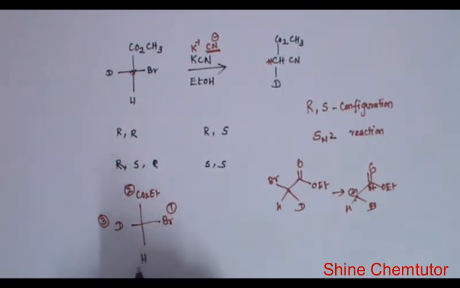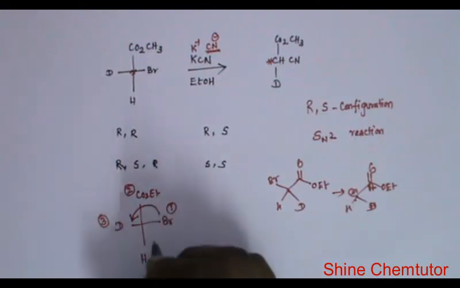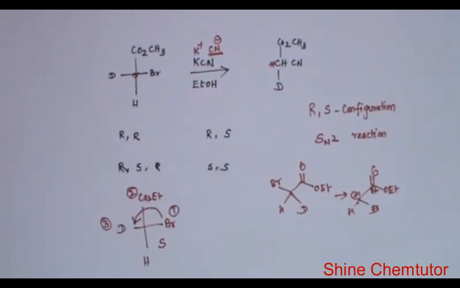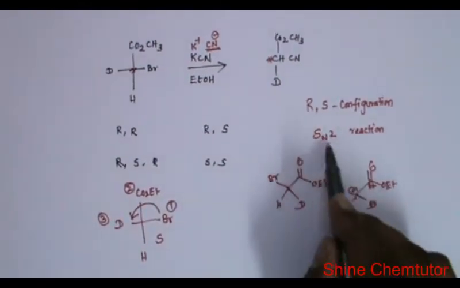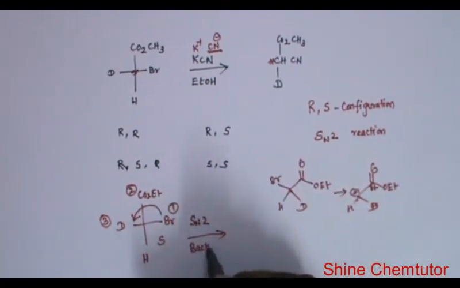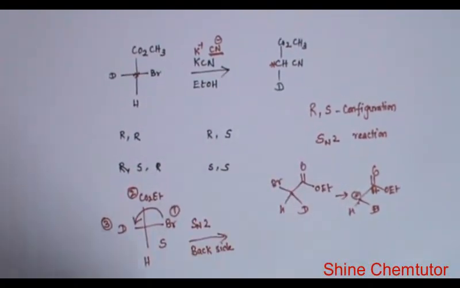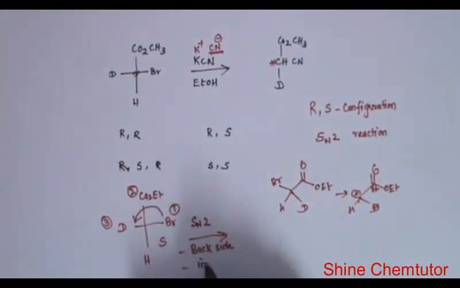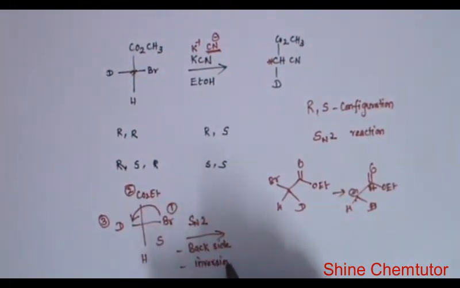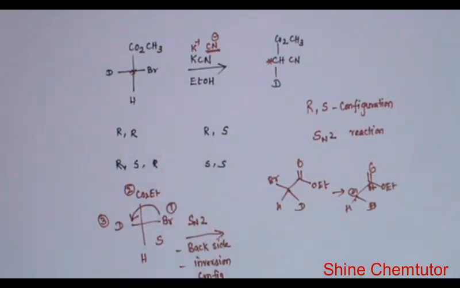When the least priority is in the vertical line, you have to assign RS configuration as such. What I do? I go from 1 to 3. It is anti-clockwise direction, so the configuration is S. And it undergoes SN2 reaction, this backside attack, and there will be inversion in configuration. Let us try that also.